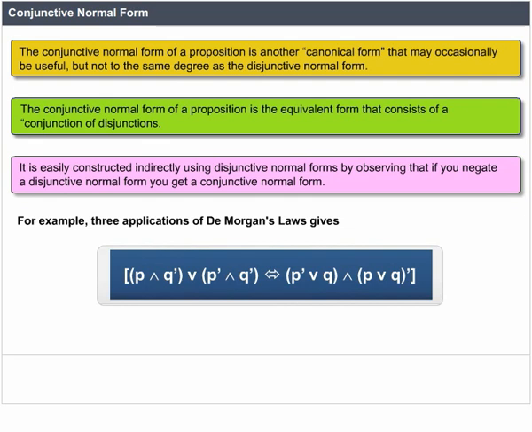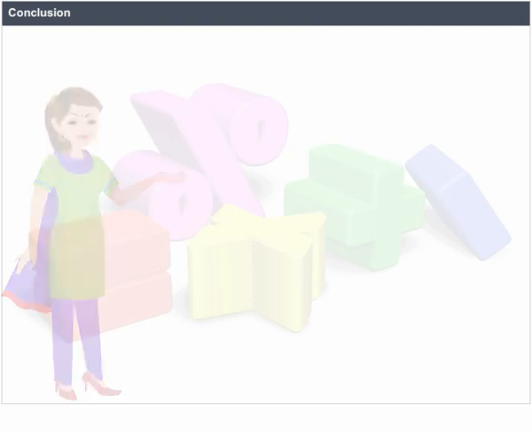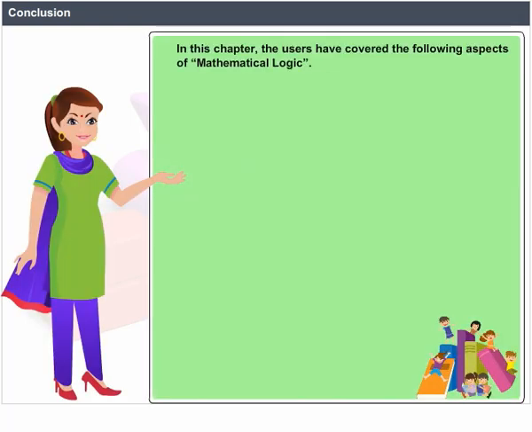Conclusion. In this chapter, you have covered the following aspects of mathematical logic: logic operators, truth tables, normal forms, propositional calculus, theory of inference and deduction, predicate calculus.